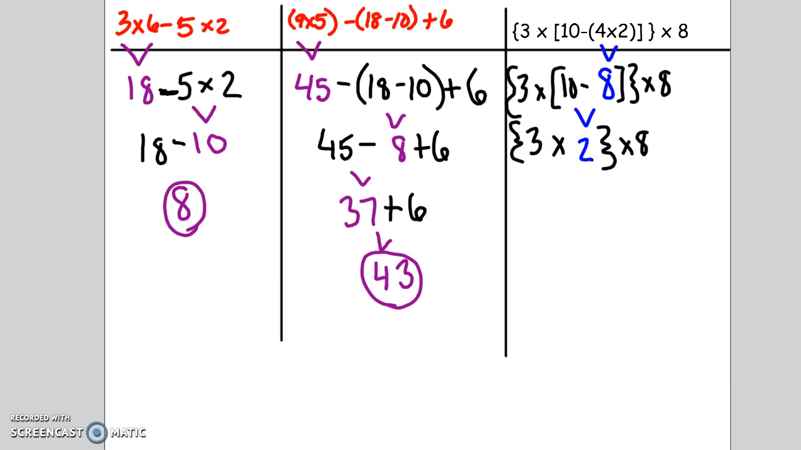Okay, next step. Oops, we still have grouping symbols, so we still have to stay inside those till they're exhausted. Alrighty, so 3 times 2, that leaves us with 6. Grouping symbols are finally used up. Multiply by that last 8. 6 times 8 is 48.